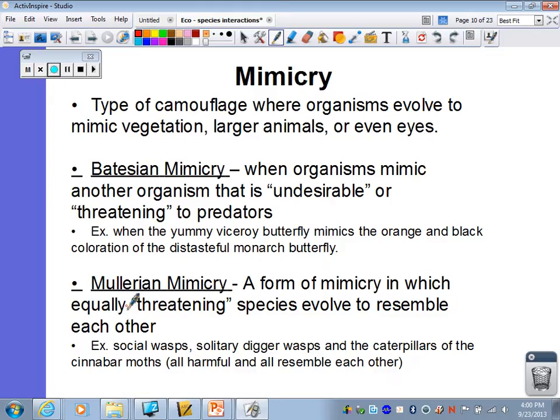Now, Müllerian is kind of the one that's better for everybody, because here a whole bunch of different threatening species all evolved to resemble each other, so they kind of spread the word to the predators: don't eat any of us, we all taste bad, we're all toxic, whatever. I don't have any pictures of these, but an example would be social wasps, solitary digger wasps, and caterpillars of the cinnabar moths. They all look very similar. They all taste bad, toxic, whatever. So if a predator happens to eat any one of them, the message is spread: don't eat anything that looks like that.